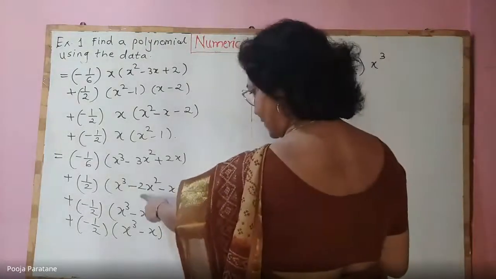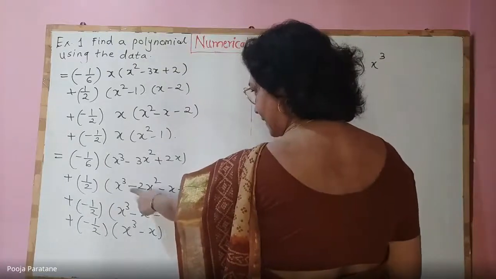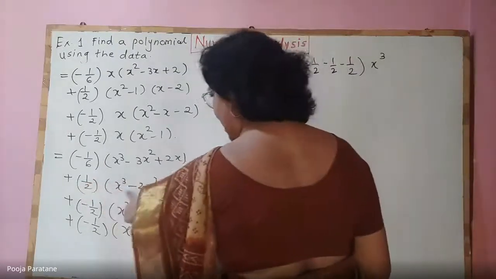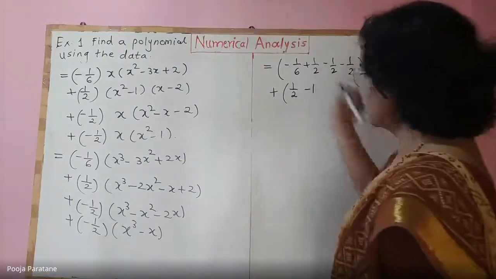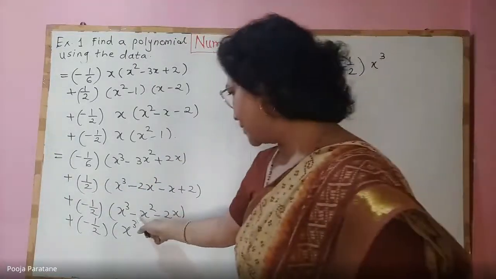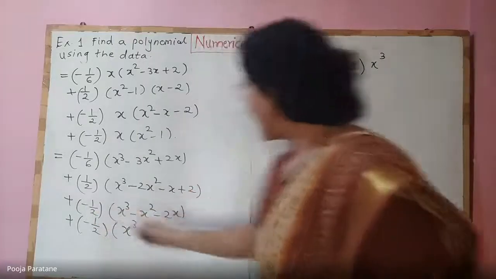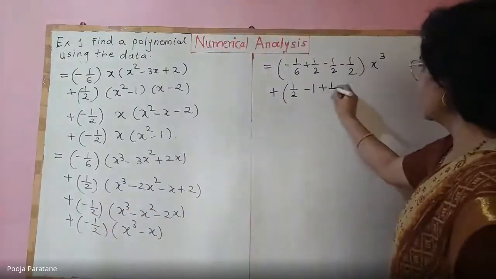Then in this next one, what is the coefficient of x square? Here there is minus, here there is plus. So it is minus 1. 2 and 2 will get cancelled. So it is minus 1. Here, what is the coefficient? Minus minus plus. So plus 1 upon 2.